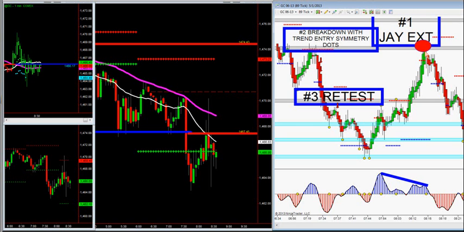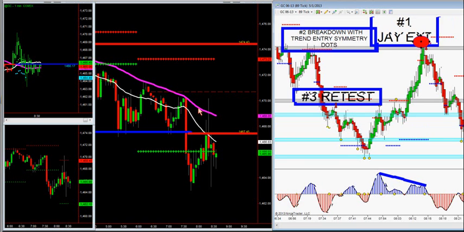All right, so the bottom line is that the J Extension dot fired exactly at the high. You want to use the J Extension with the 5-minute trend, and you want to be on support and resistance when that puppy fires off. It's that simple. Okay? It's a very, very simple technique. But we have a number one sell, the very simple technique.